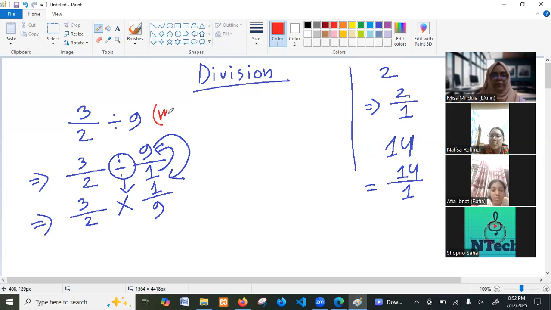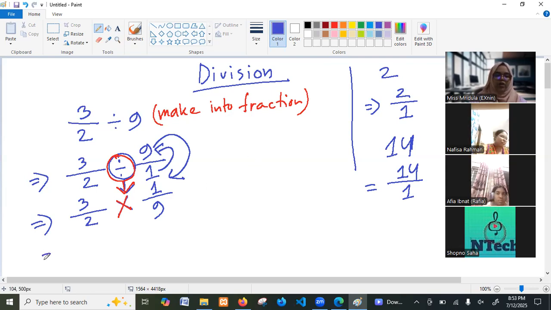First of all, I understood. We have to turn the integer into a fraction. That's step 1. And then we have to make our division sign into a multiplication sign. This is step number 2. And step number 3 is, after the division sign, whatever the fraction is, I have to exchange the denominator with the numerator and the numerator with the denominator. So if it was 9 by 1, it became 1 by 9 now.